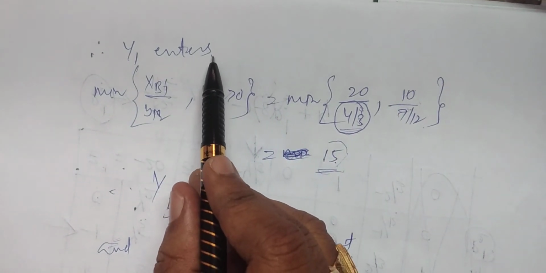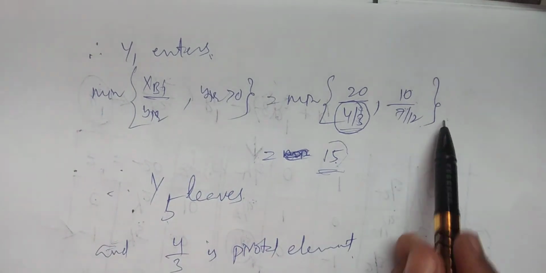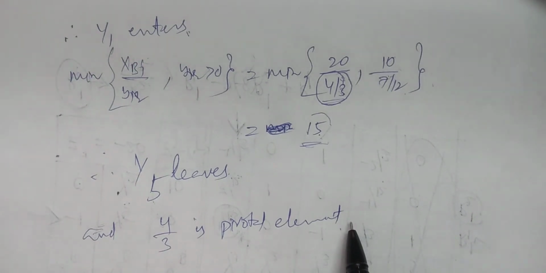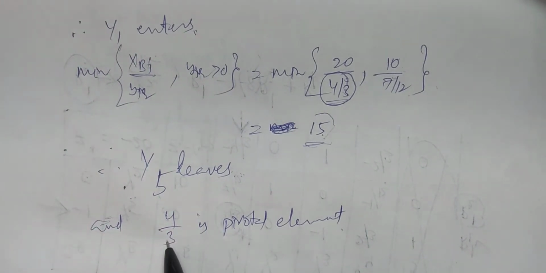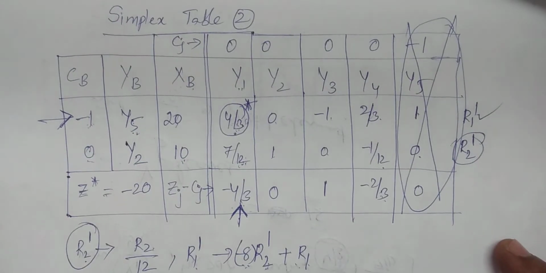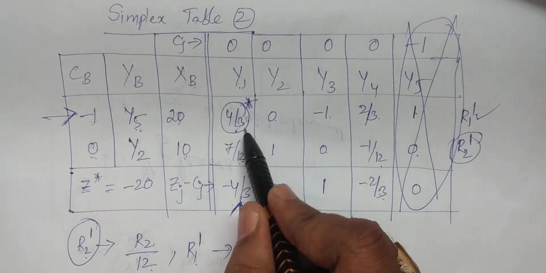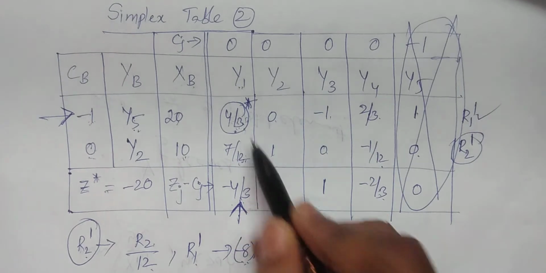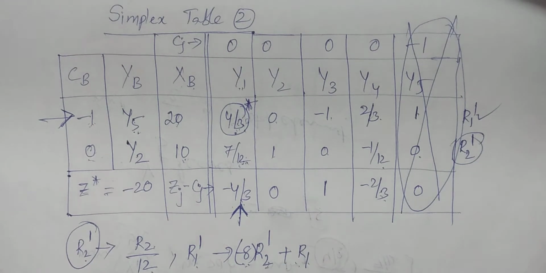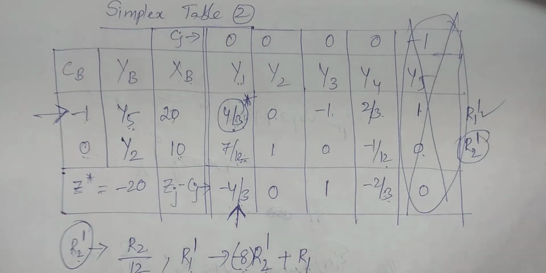After simplex table 2, y1 enters, and we have calculated the minimum ratio, y5 leaves, and 4 by 3 is the pivotal element. Now you have to proceed further: we have to convert the pivotal element 4 by 3 to unity and the remaining elements to zeros. Now see here, 4 by 3, the pivotal element, is going to be converted to unity, and the 7 by 12 you have to convert to 0, in R1 dash and R2 dash. In R1 dash we have the pivotal element.